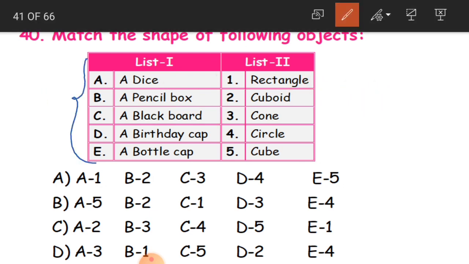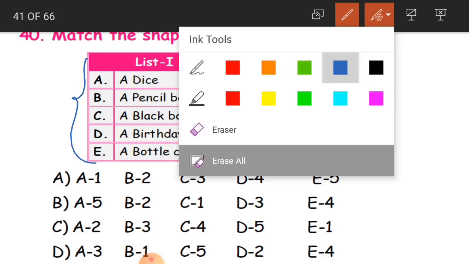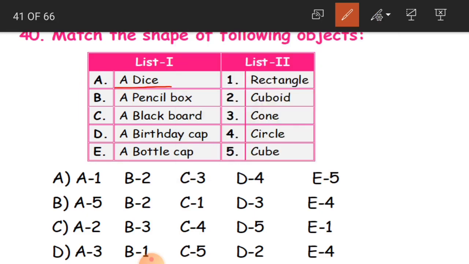Here in list 1 we have certain objects and we have to match them with their shapes in list 2. So coming to the first one, a dice. How does a dice look? This is how a dice would be. Yes or no? So dice is in the shape of a what? Cube. So dice is matched with cube.